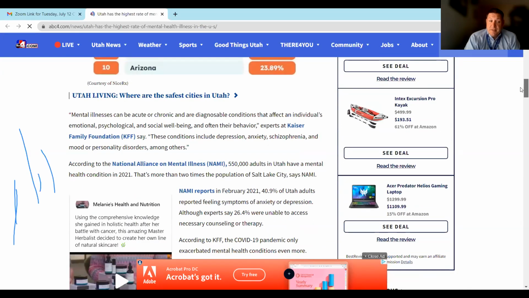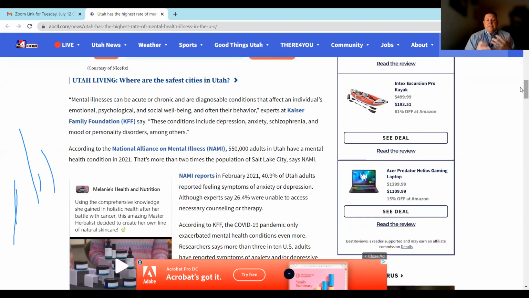In the discussion of this article, they define mental illness as an acute or chronic diagnosable condition that affects individuals' emotional, psychological, and social well-being, and often their behavior. The Kaiser Family Foundation does a lot of research and statistical data on these types of things, and they do a pretty good job of referencing their sources. According to the National Alliance on Mental Illness, 550,000 adults in Utah had a mental health condition in 2021, and that's two times the population of Salt Lake City.